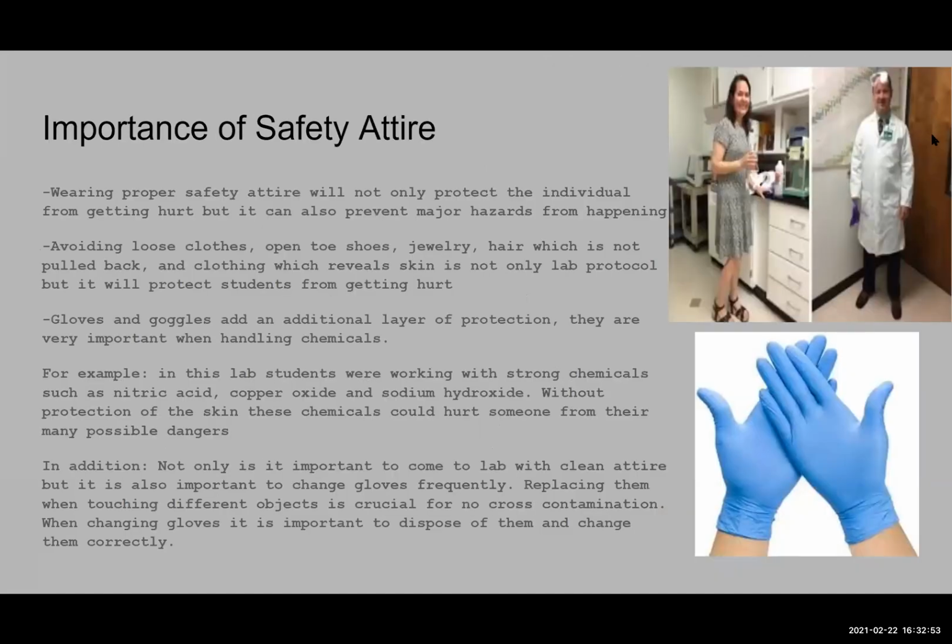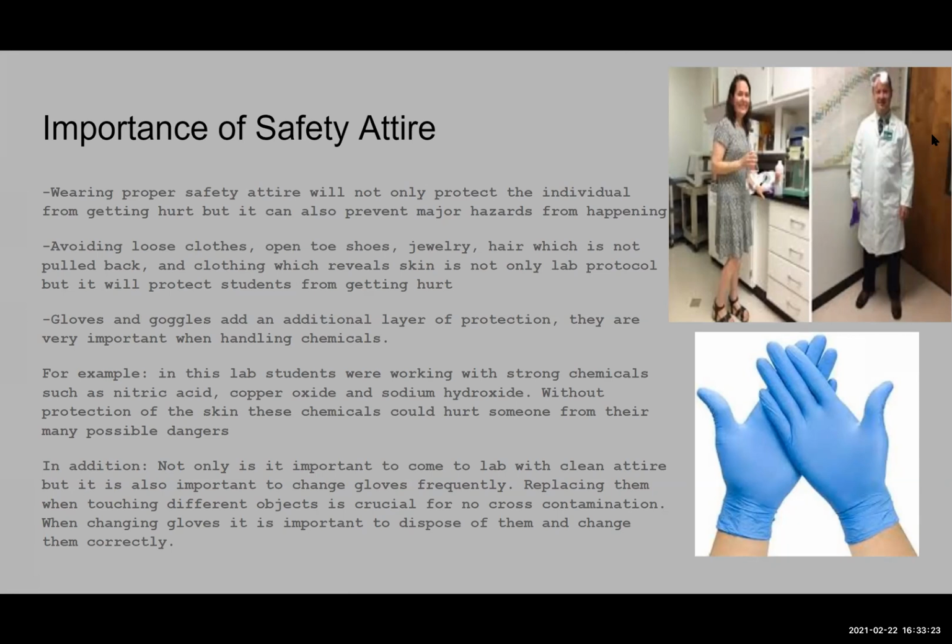In addition to being aware of the potential dangers of certain chemicals and equipment, the appropriate attire is crucial to upholding safety in the lab. It will not only protect the individual from harm, but can prevent major hazards from happening. So with that in mind, it is important to avoid loose clothing, open-toe shoes, jewelry, and clothing that reveals skin, all of which are potential dangers that can pose harm to the individual in the lab. For people with longer hair, it is crucial that hair be pulled back for the same reasons.